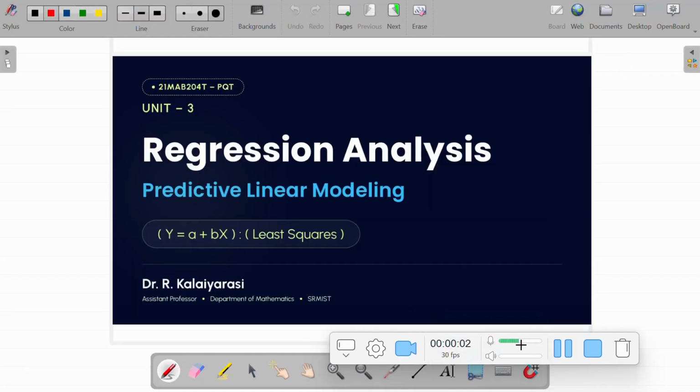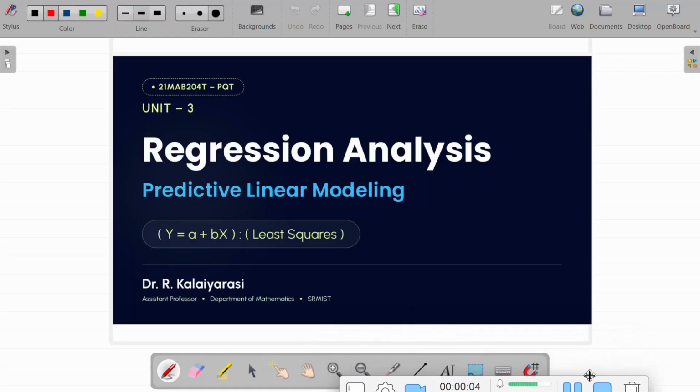Hello everyone. In today's session, we are just going to learn about regression analysis, which falls under your unit 3.